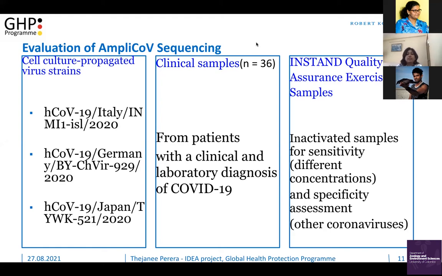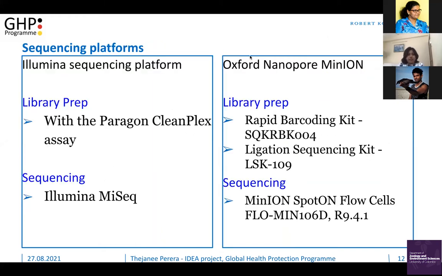And then they have the third setting with the quality assurance samples from INSTAND. They had the inactivated samples for sensitivity testing with different concentrations and for specificity assessment with other coronaviruses.